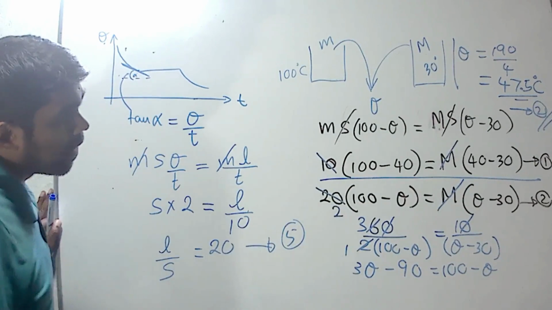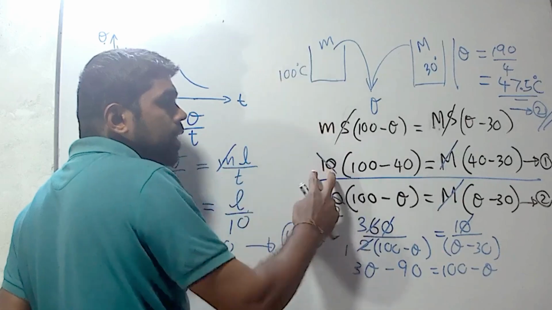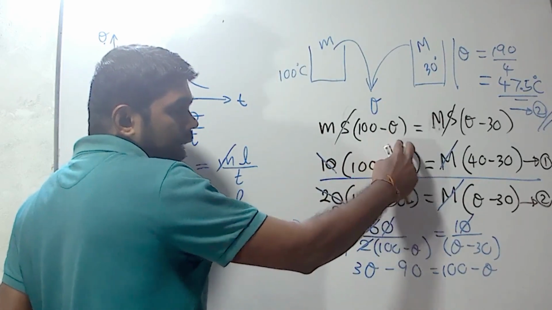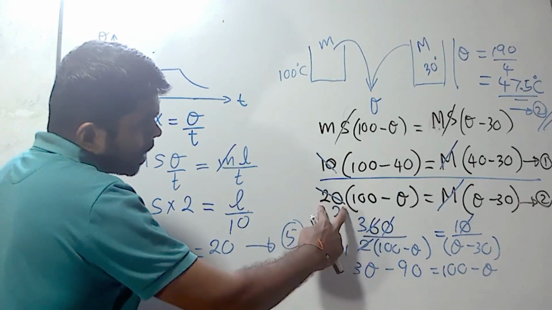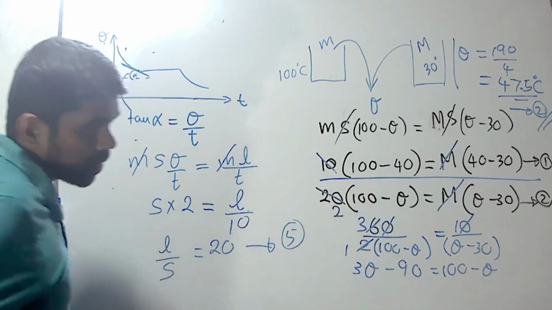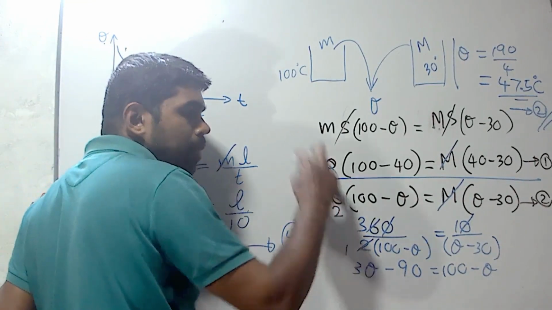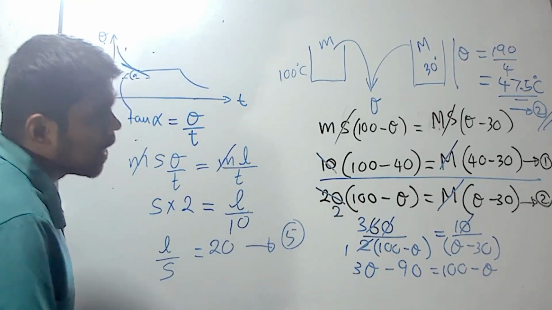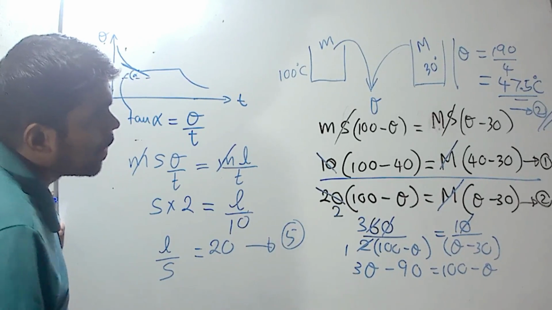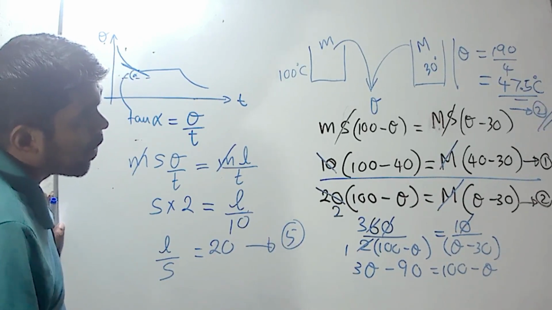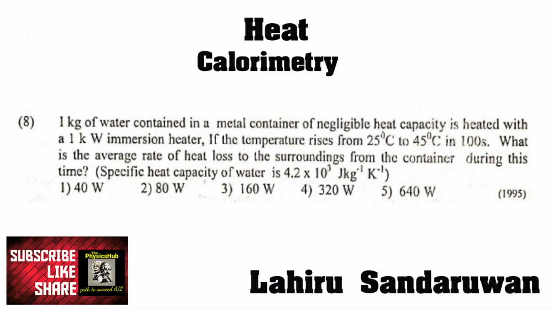Then I have used the given two situations. For the initial situation, the amount of water used at 100 degrees is 10, and 100 minus final temperature theta, 40. For the second situation, they have given the used water mass as 20 grams. Then we have to substitute 20 grams into this phase, and we can obtain the second equation. Then we have to divide both equations and simplify. Then we can obtain the theta value as 47.5 degrees. Then the answer is 2.